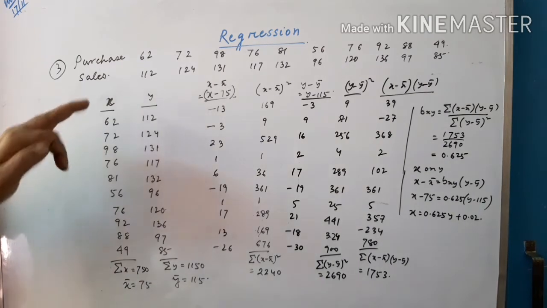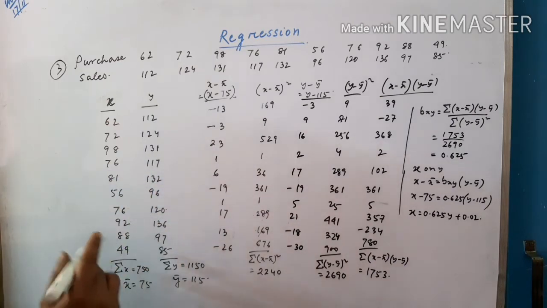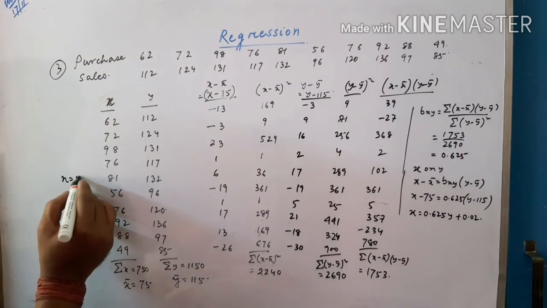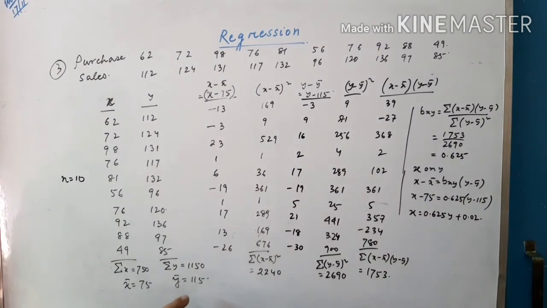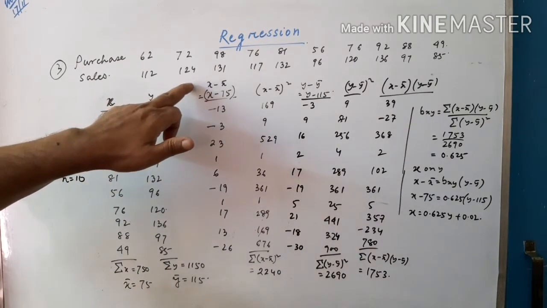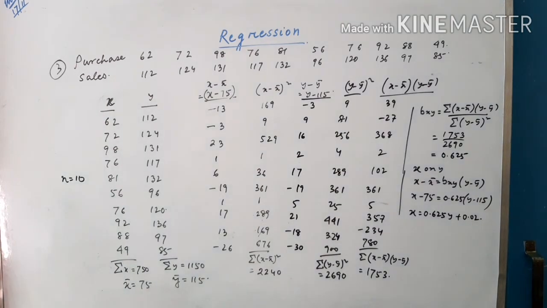And you can see that n equals 10 over here. By counting the number of observations, we get n equals 10. So clearly x bar is 75 and y bar is sigma y by n, that is 115. So you can see that here x bar and y bar are both complete integers. Now here we can reduce the values of the variables by using x minus x bar and y minus y bar.